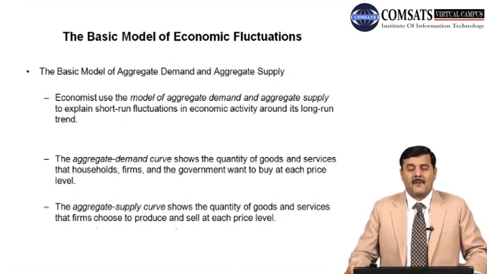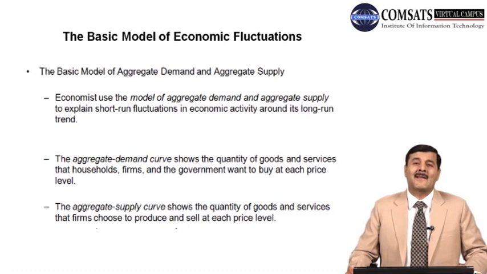The basic model of economic fluctuation, जैसा कि हमने कहा, most of the economists use aggregate demand and aggregate supply to explain the short-term economic fluctuation in the economy. So economists use this model of aggregate demand and aggregate supply to explain the short-term fluctuation in economic activity around its long run trend. So the aggregate demand curve shows the quantity of goods and services that households, firms and the government want to buy at each price level.